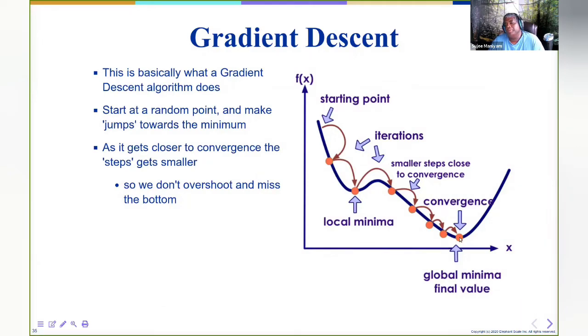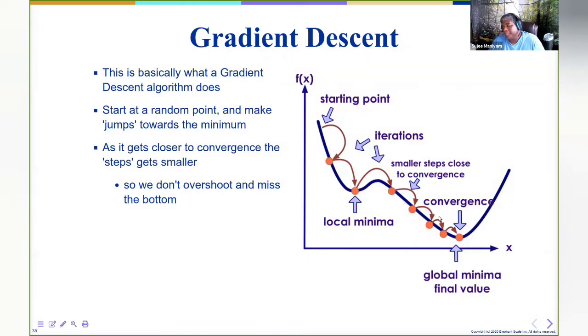If an algorithm finds the lowest point in say 10 steps, and another one finds it in 20 steps, you prefer the algorithm that does it in 10, because that means less computation. So one thing we want to do is find the lowest point as quickly as possible. Another thing you will notice is initially it takes big jumps.